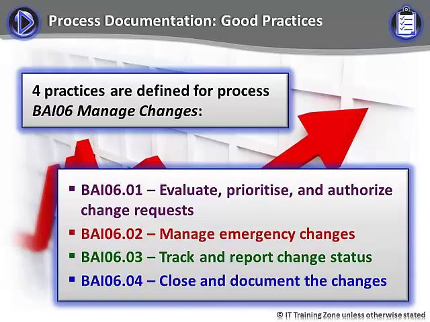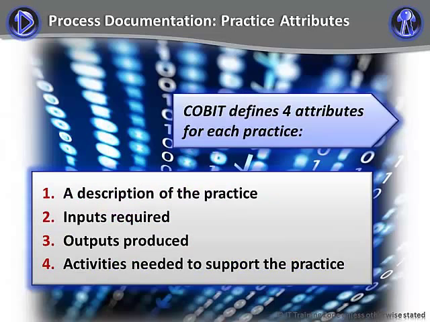Notice the naming convention. Each practice is identified by adding a decimal suffix to the process identifier. COBIT defines 4 attributes for each practice: a description of the practice, inputs required, outputs produced, and activities needed to support the practice.